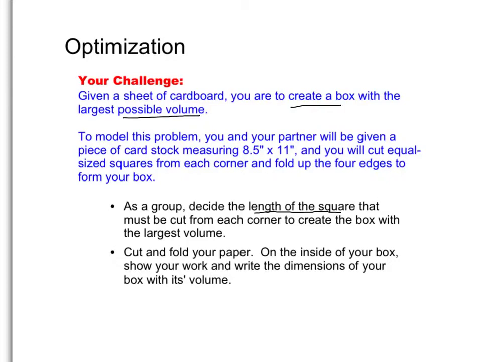Well, today what I'm going to do is show you how to think through problems like this using a protocol and an organizer, so that you can gather the information and be able to use your calculus skills to solve these types of problems.